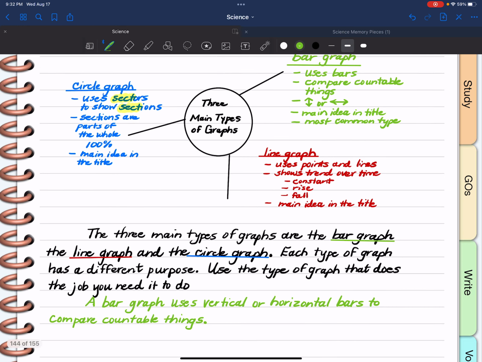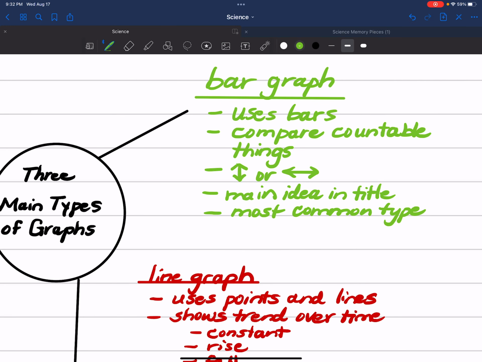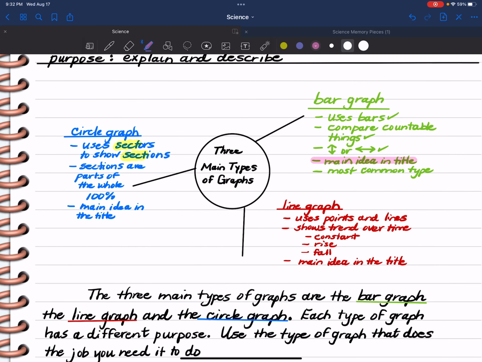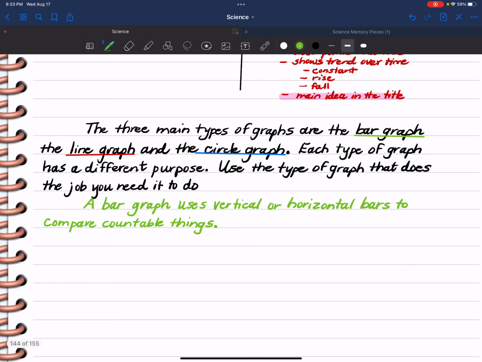Okay, so look back up here at what we've done. We have checked off this one, and this one using just one sentence. Now, I've noticed that this main idea one is in all of them. So I'm going to hold that until the end. All of them have the main idea in the title. So I'm not going to mention that 3 times. We'll just mention it in the conclusion. So I need to talk about the bar graph as the most common type. That is one thing I need to put in. So let's just say that.